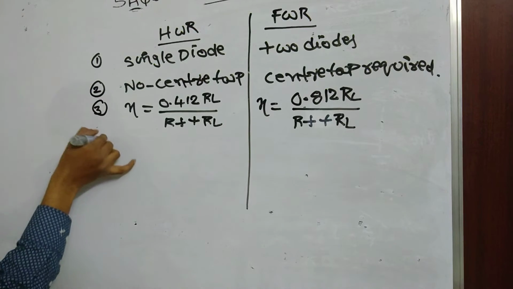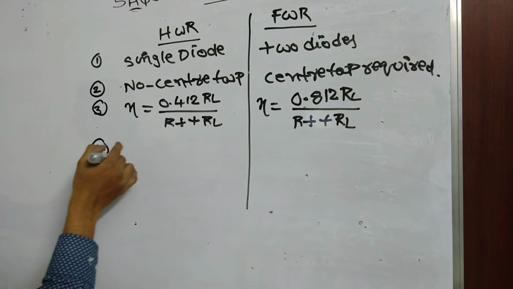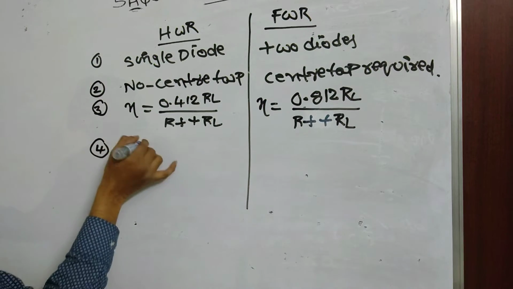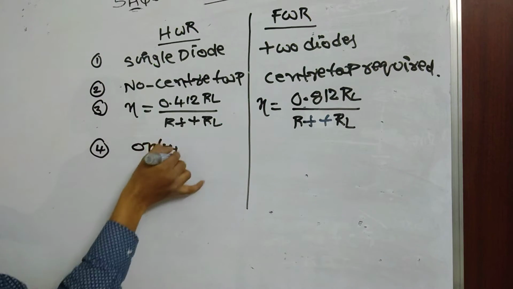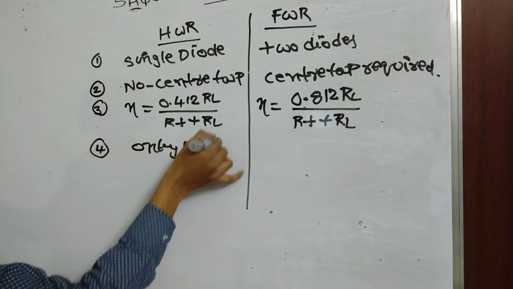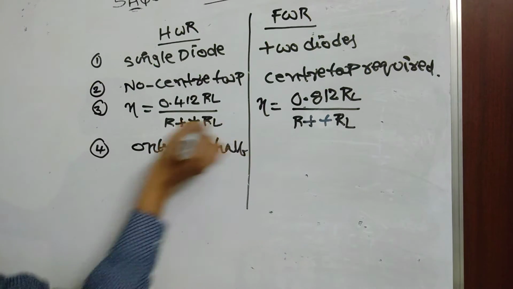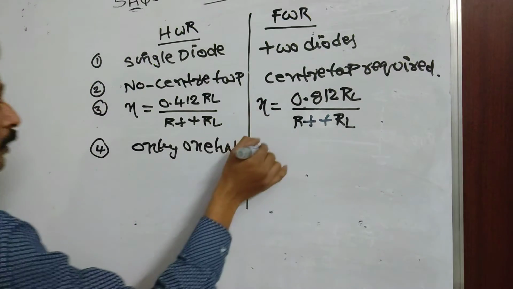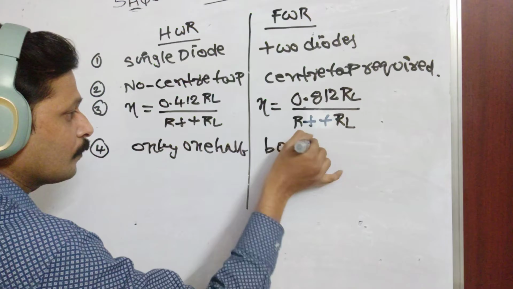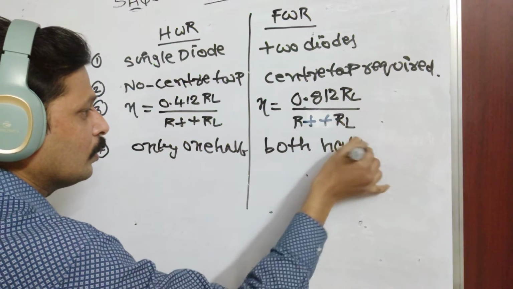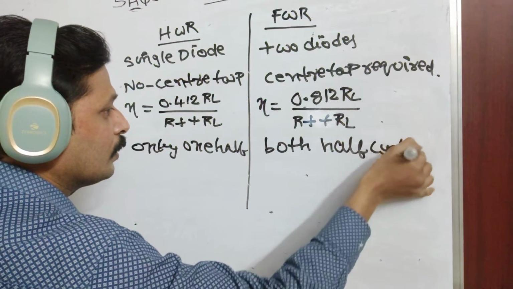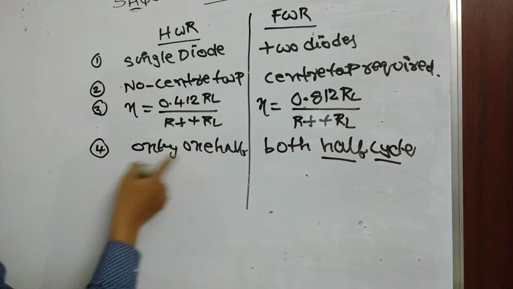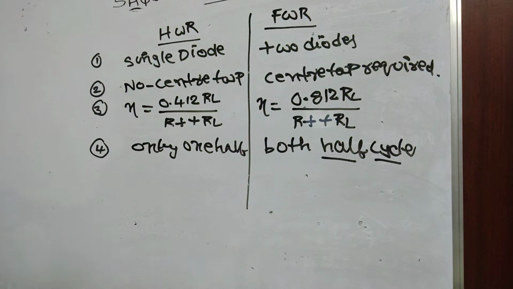Now the other point. How much of the waveform is converted? Only one half cycle is converted, either positive or negative. Here it converts both half cycles, that means positive and negative, both are converted.